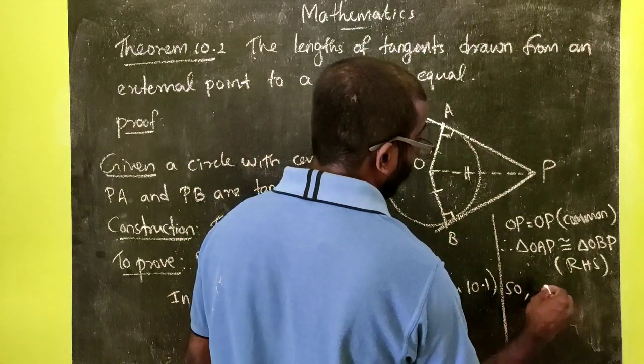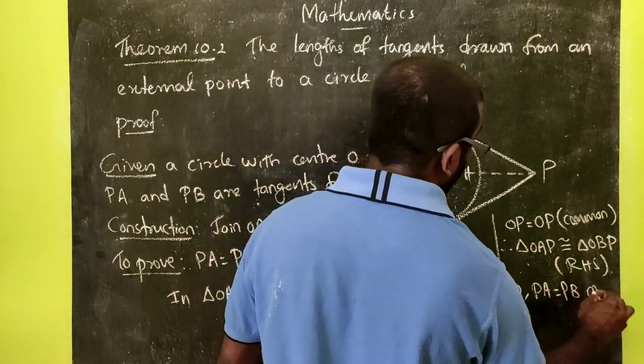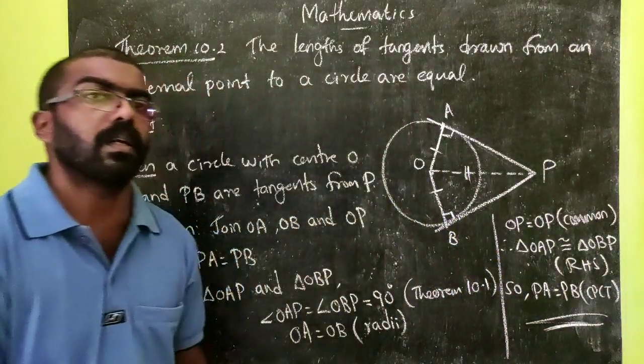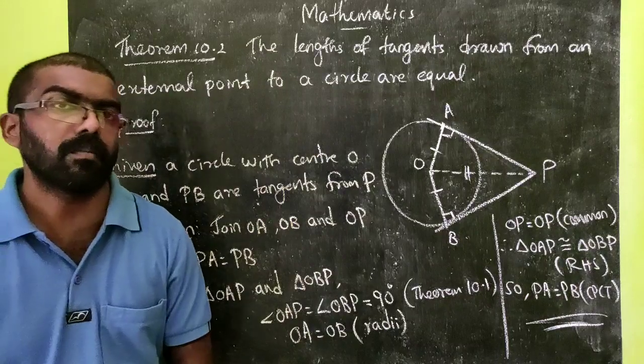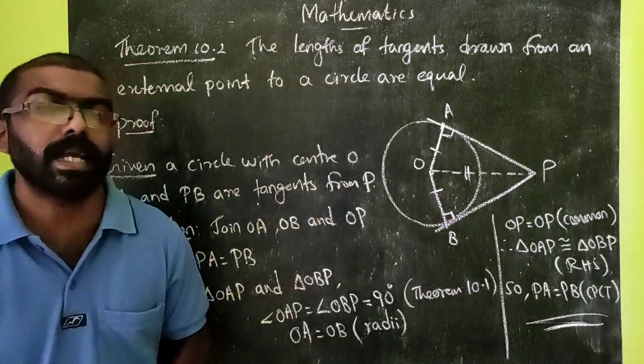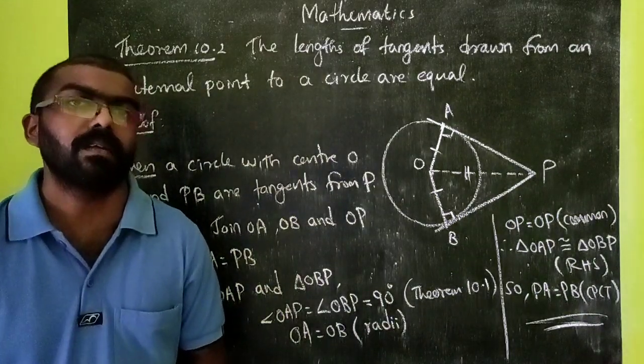So we can conclude PA is equal to PB by CPCT. Corresponding parts of congruent triangles are equal. Hence the theorem. So the lengths of tangents drawn from an external point to a circle are equal.